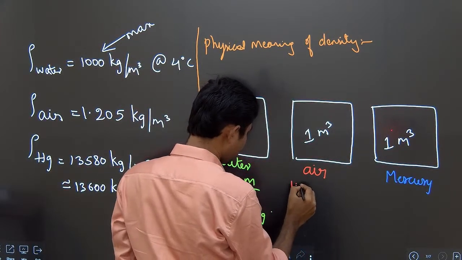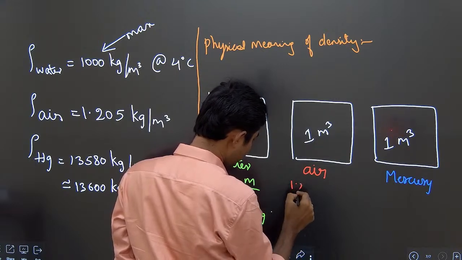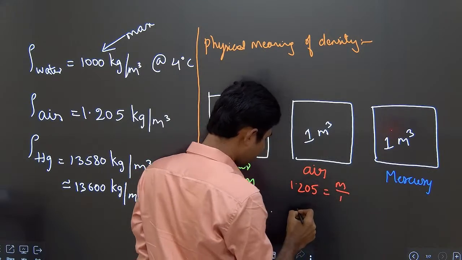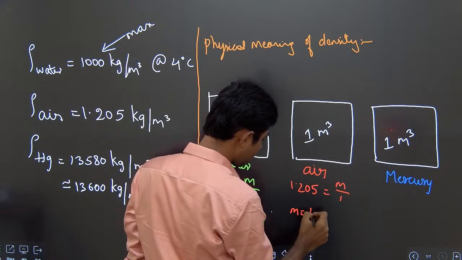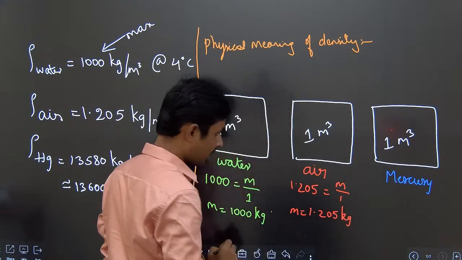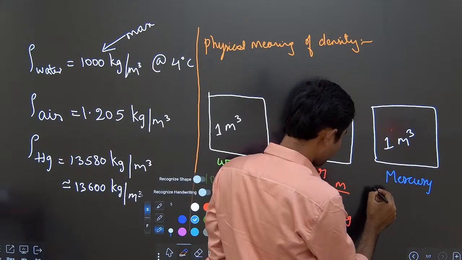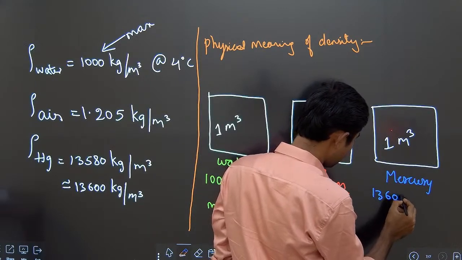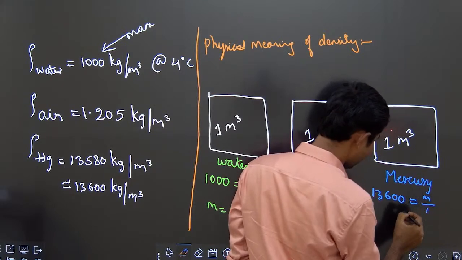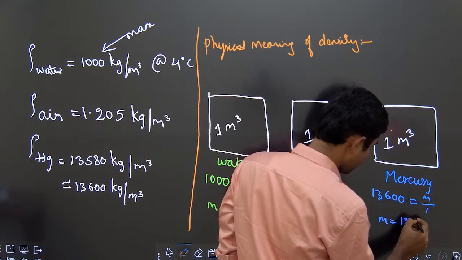Now let us consider air. For air, density is 1.205 kg per meter cube, and volume is 1 meter cube. We will get mass 1.205 kg. Okay. Now mercury: density is 13,600, its approximate value, and volume is 1. Mass is equal to 13,600 kg.